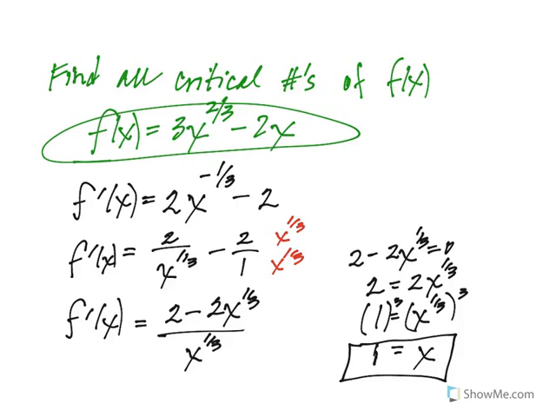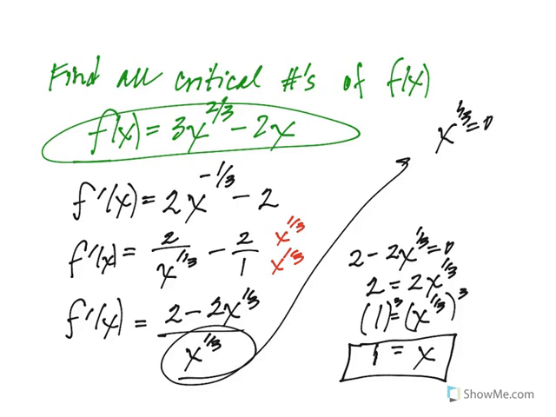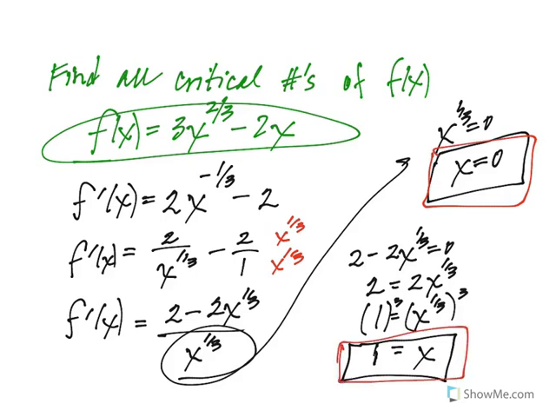And then I also want to check where it's undefined. So I'm going to take this bottom and set that equal to 0. I've got x to the 1/3 is equal to 0. I cube both sides. I get x is equal to 0. So that is where my first derivative is undefined. Both of these are critical numbers. So critical numbers of the original f of x are 0 and 1.